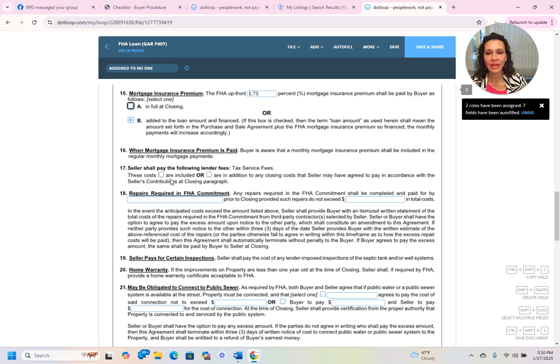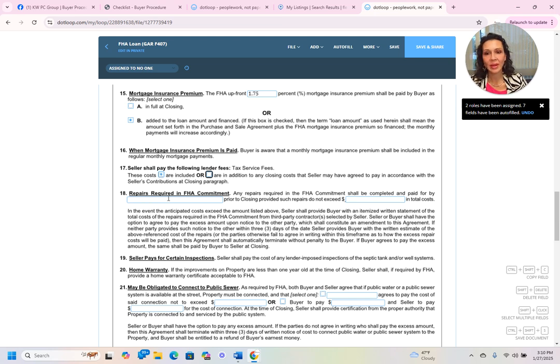Here, the seller shall pay. These costs are included if you're asking the seller to pay anything toward your loan. So say I'm asking for $5,000 in seller closing costs. I'm going to just say that whatever these extra costs are, they're included in what the seller is already giving me.